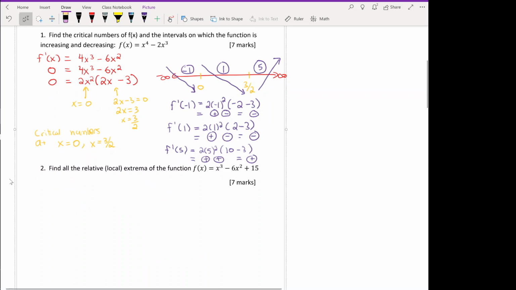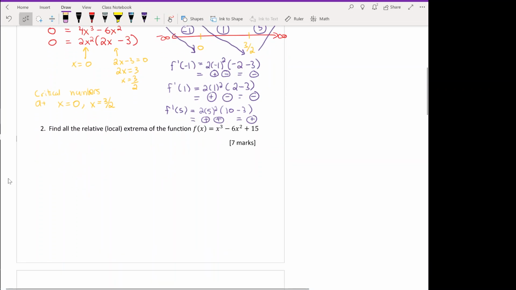Okay, next part. Question 2 asks for the relative extrema of the function. So we have to start the same way. We have to look for critical numbers. We do that by taking the derivative and setting it to 0.